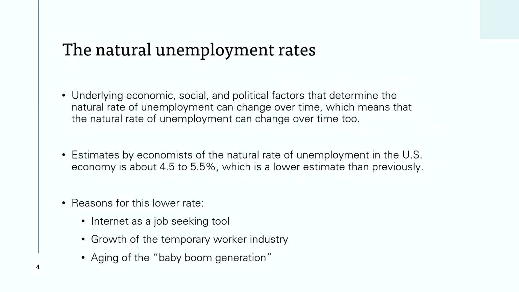The natural rate of unemployment is not a fixed number. It can change based on social and technological shifts. Currently, economists estimate the US natural rate is between about 4.5% and 5.5%. Why is it lower than it used to be?